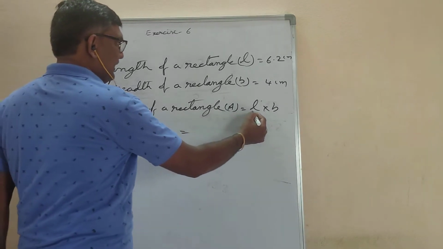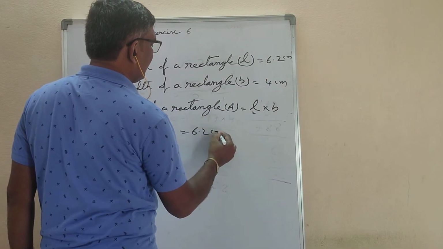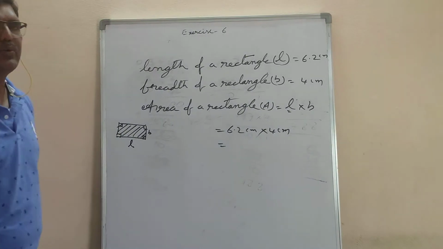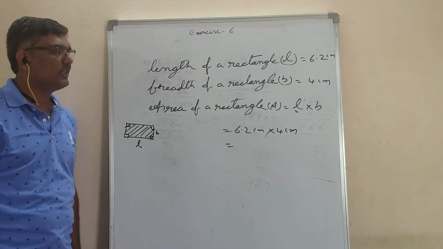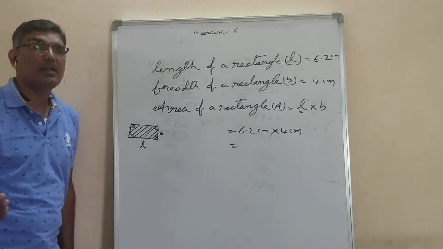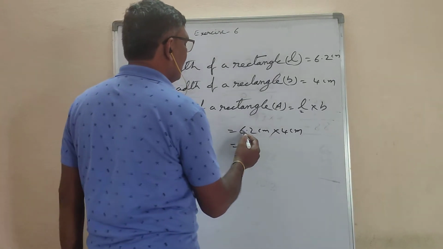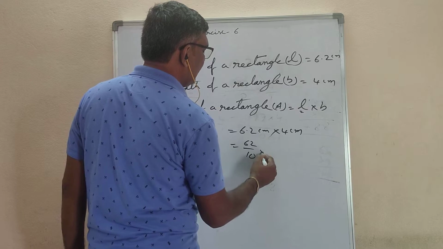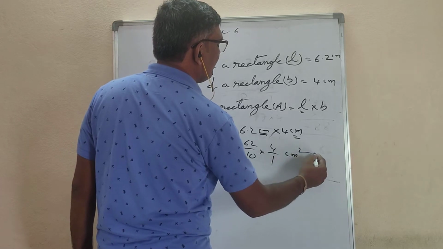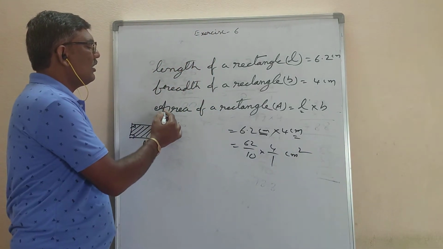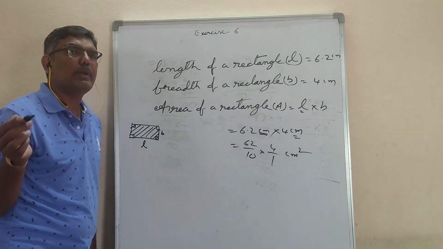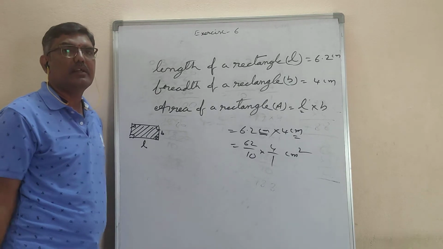So here, in place of L I am writing 6.2 centimeters into, in place of B I am writing 4 centimeters. 6.2 centimeters into 4 centimeters. Now, as we did before, 6.2 is a decimal number, which can be converted into a rational number. There is one digit after the point, so you can write 62 by 10, and 4 centimeters as 4 by 1. Centimeter into centimeter, you can write as centimeter square. You should not write the unit for area as centimeters. Centimeters is the unit of either length or breadth. For area, the unit is centimeter square.